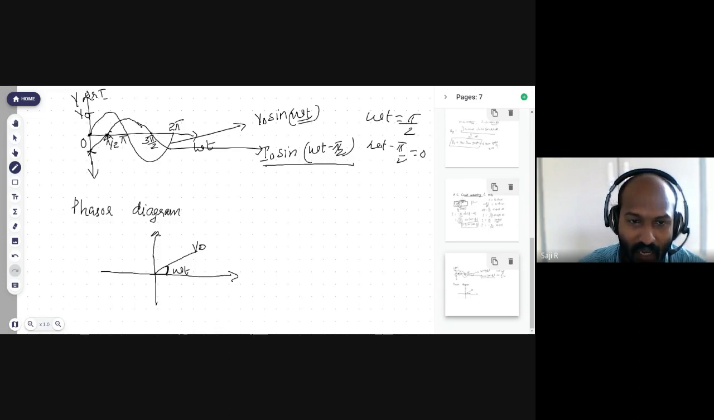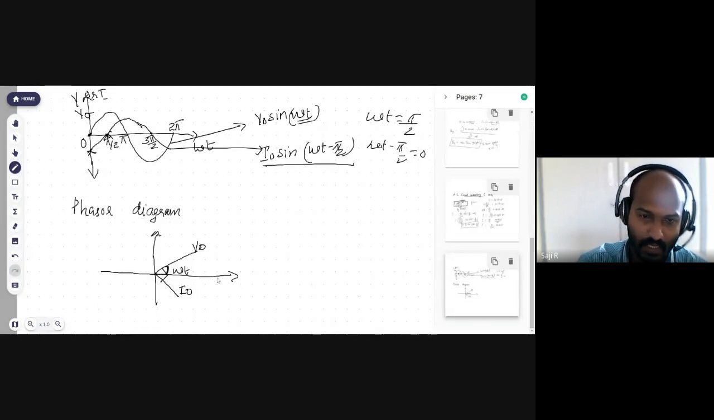Here omega t is the angle for voltage. Now from omega t, if I measure 90 degrees in the clockwise direction, that angle will be omega t minus pi by 2. That will be the angle or phase for current. So the vector diagram representing the current will look like this.